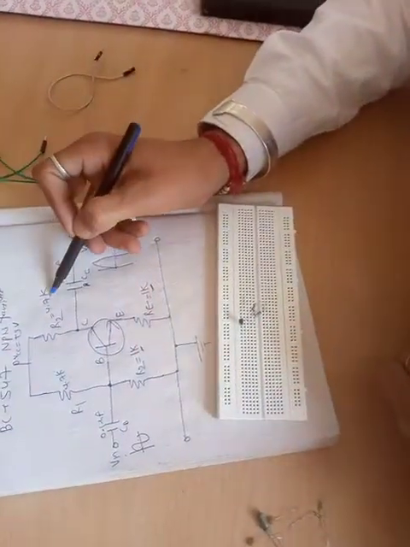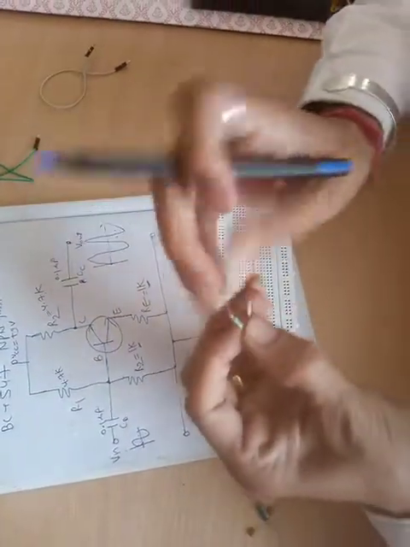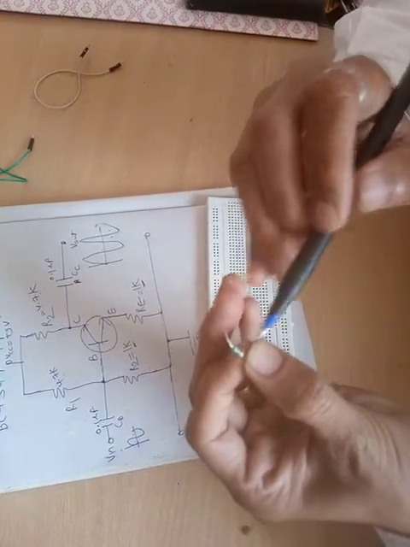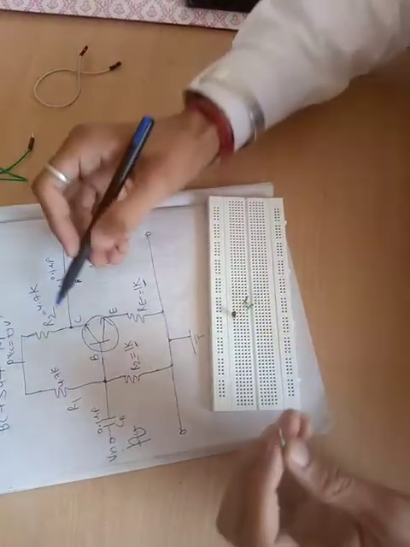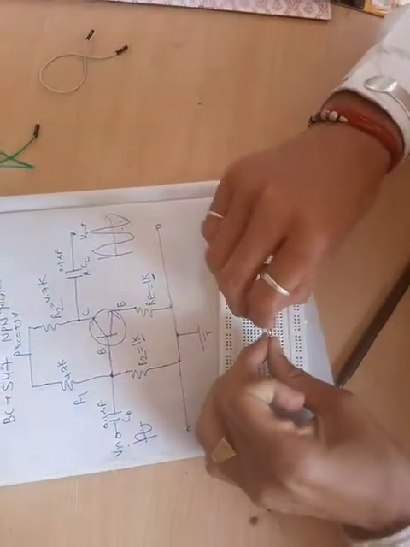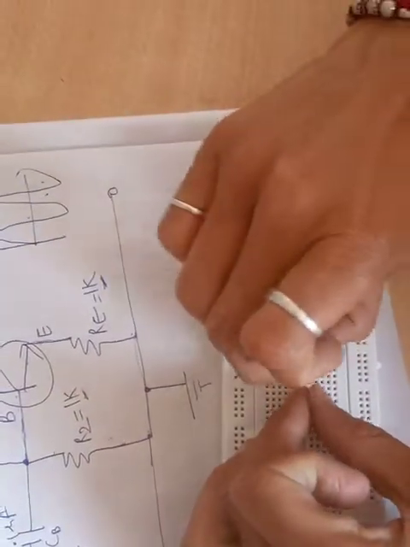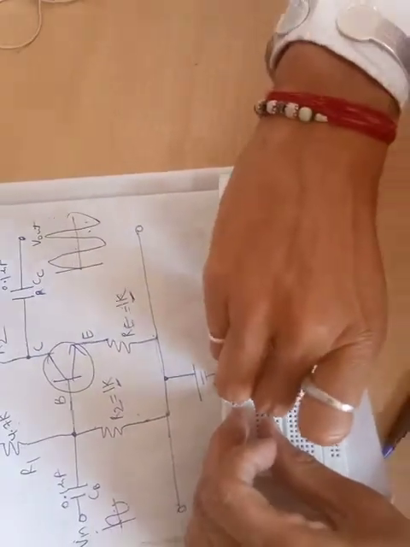Now see, two 4.7k resistors are connected. So yellow, violet and red. Yellow, violet and red is the color band for 4.7 kilo ohm. One 4.7 kilo ohm is connected to the collector terminal. So here we connect the third terminal, collector, to a 4.7k, and another 4.7k terminal is connected here.